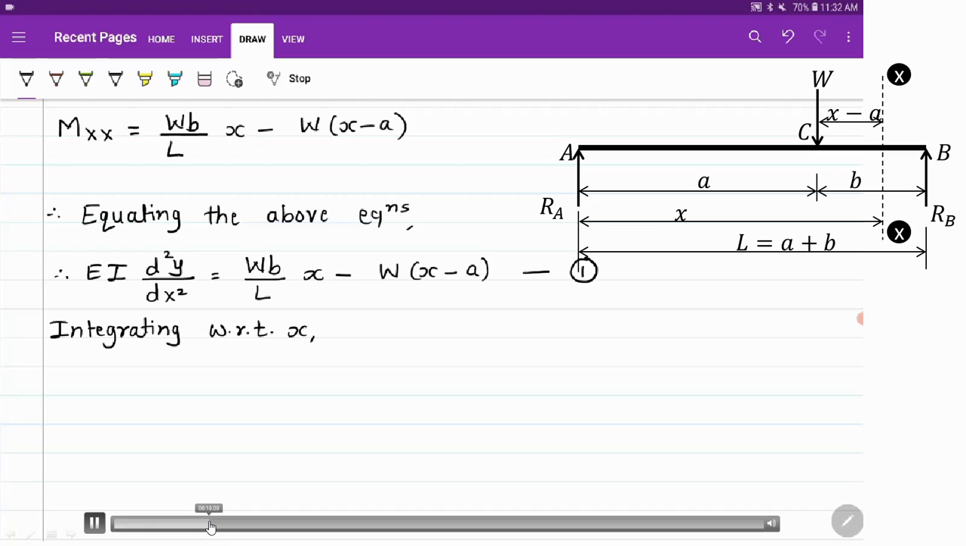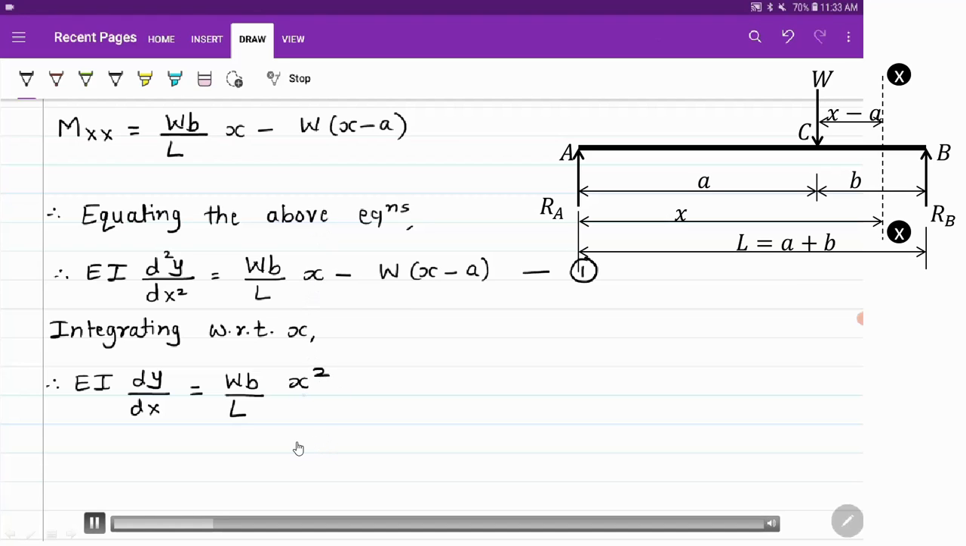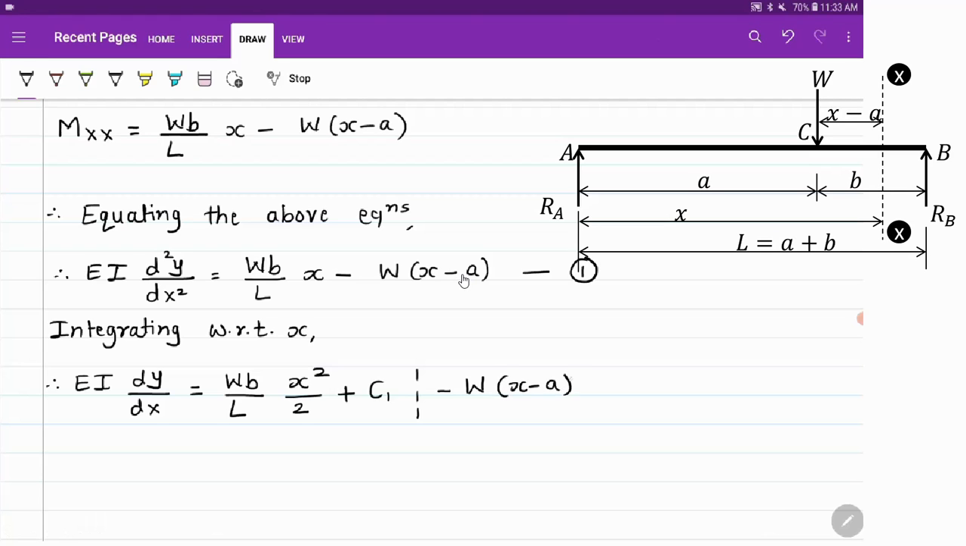Now we'll integrate this equation with respect to x. So integration of d²y by dx² is dy by dx. So EI dy by dx will be equal to Wb by L, that term as it is. Integration of x is x² by 2, plus some constant of integration we will add over here, that is C1, that is the compartment of Ra, minus W as it is. Integration of x minus a is (x minus a) bracket square upon 2.